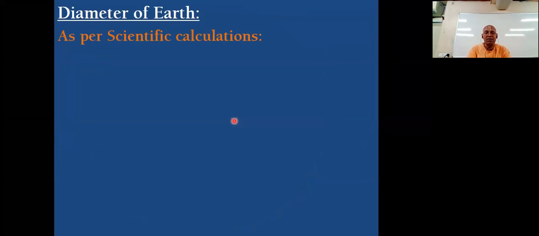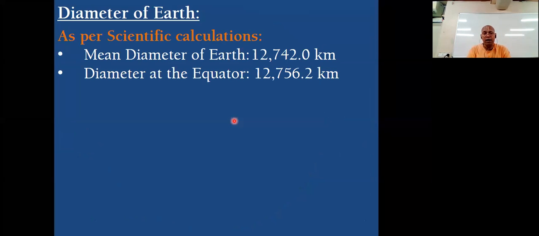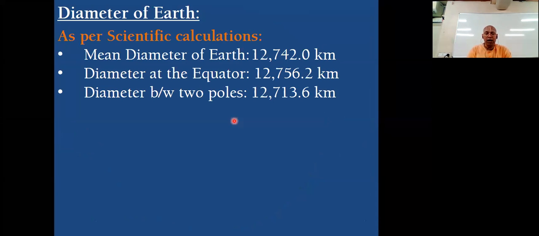And finally, one scientific observation: as per modern science, the mean diameter of the Earth, the average diameter of the Earth, is 12,742 kilometers. The diameter measured at the equator is 12,756 kilometers, and the diameter measured between the two poles, North Pole to South Pole, is 12,713 kilometers.